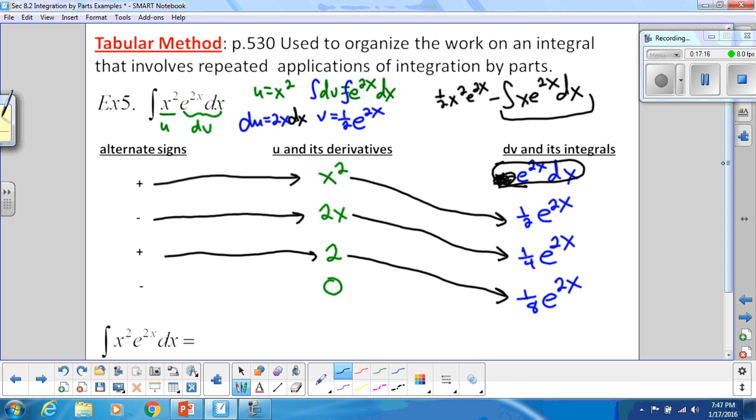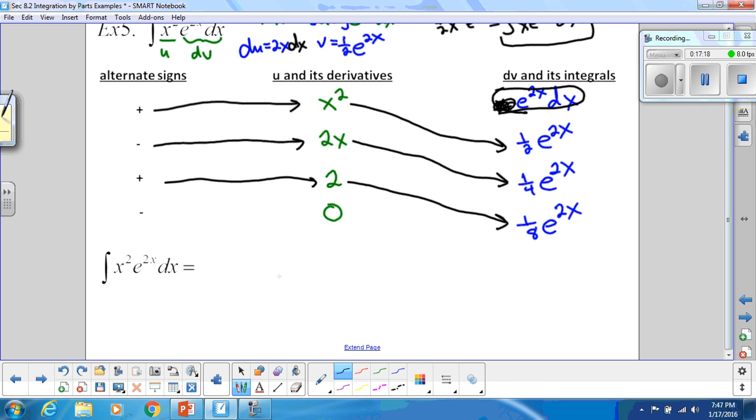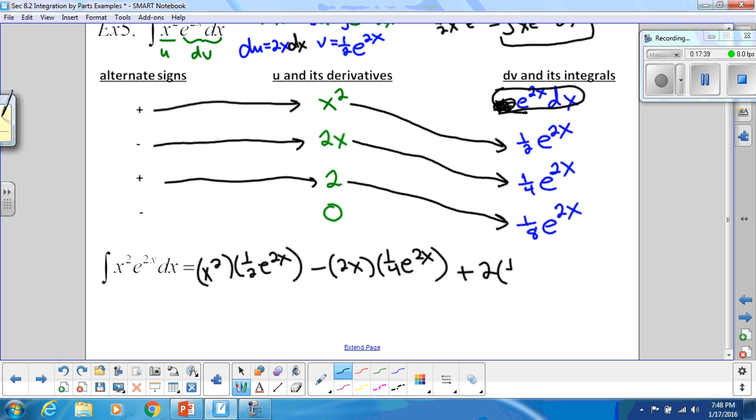All right, so we match all those pieces up, and this is how we write it out. So I'm going to have positive x squared times the 1/2 e to the 2x. Then I'm going to have a minus 2x times the 1/4 e to the 2x. So I'm going to have the positive 2 times 1/8 e to the 2x. And here's where I can put my plus c.